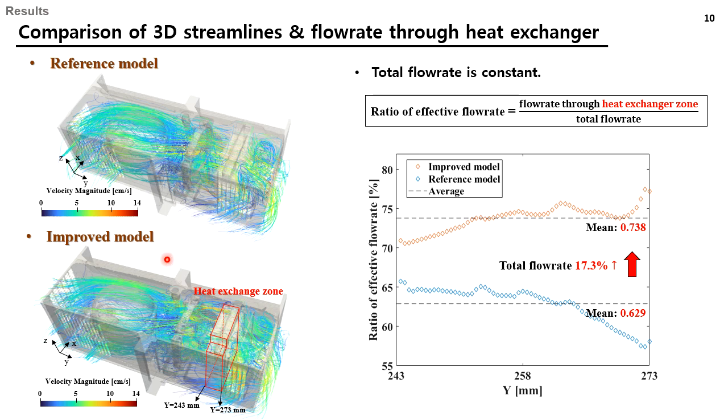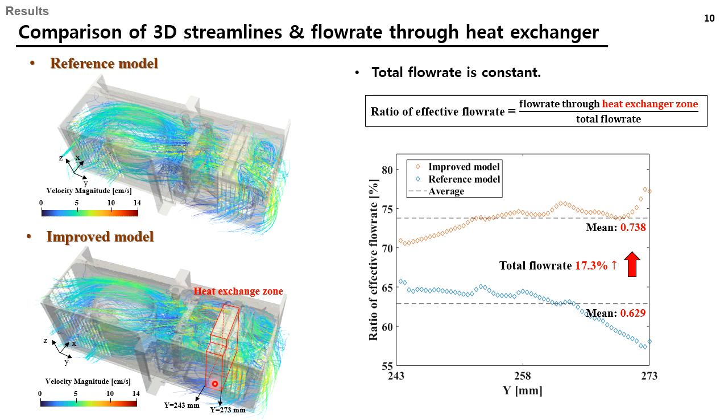And the next is the result of 3D streamlines and the comparison of flow rates through the heat exchanger along the y-axis. On the left side, you can see the 3D streamlines for both the reference model and the improved model. Then the red box highlights the heat exchanger zone, where the total flow rate passing through the machine room model interior is constant. The flow rate through the heat exchanger differs for each slice along the y-axis.